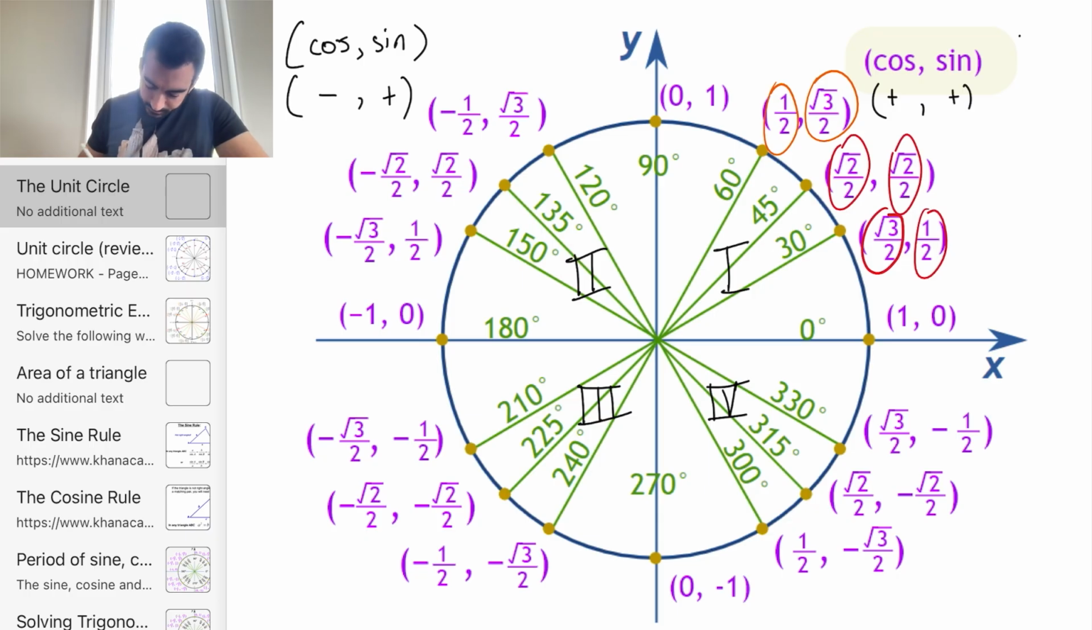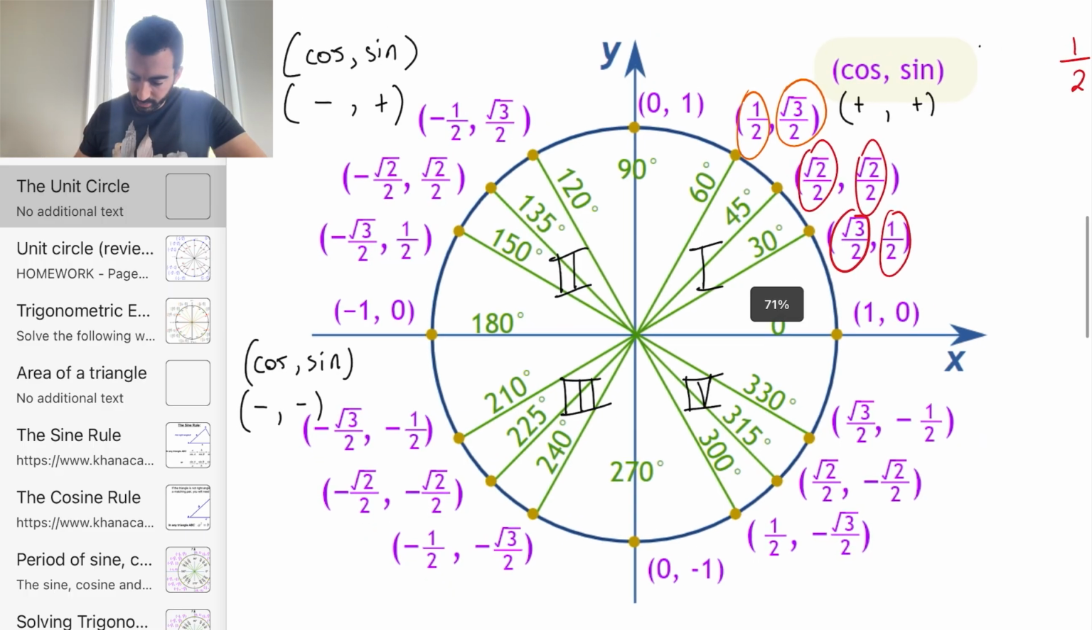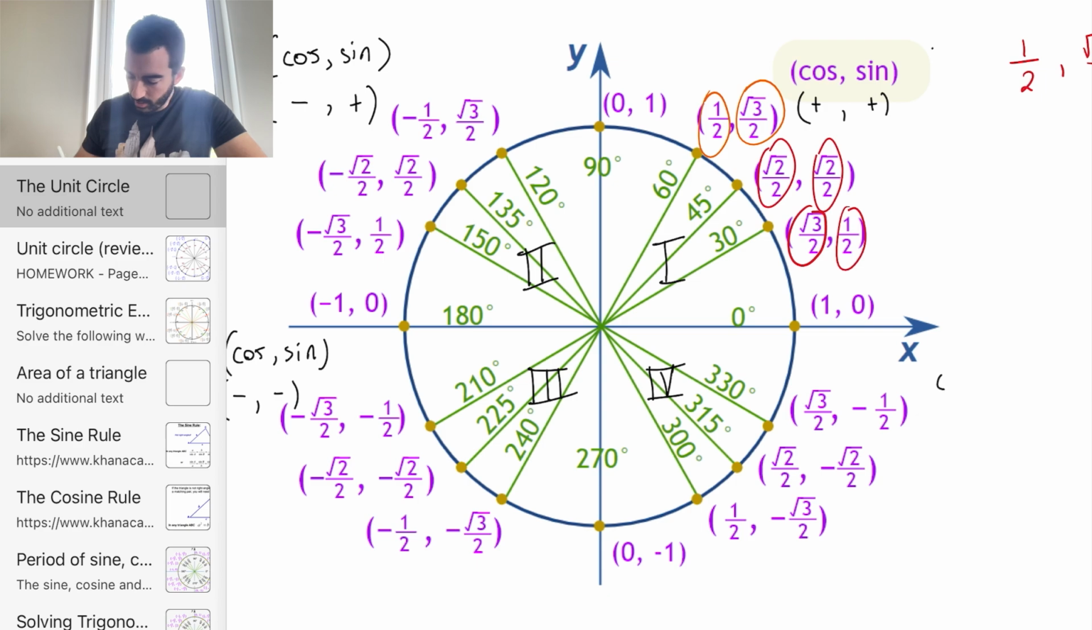Third quadrant, cosine will be negative and sine will be negative. So both negatives. And on the fourth quadrant, I have again cosine, and cos will be positive and sine will be negative.